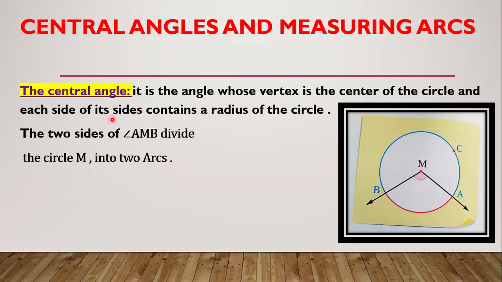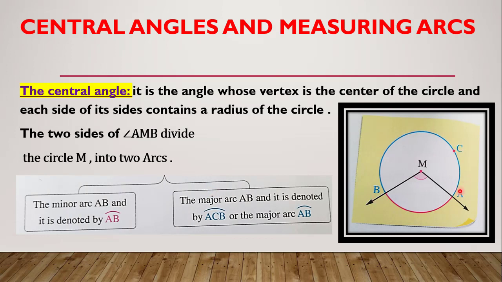And of its sides, we have two sides. Each one is a ray, the ray MA and the ray MB. The two sides of the central angle contain a radius of the circle. MA is a radius and the line segment MB also is a radius. The two sides of the angle, which are the ray MA and the ray MB, divide the circle into two arcs.